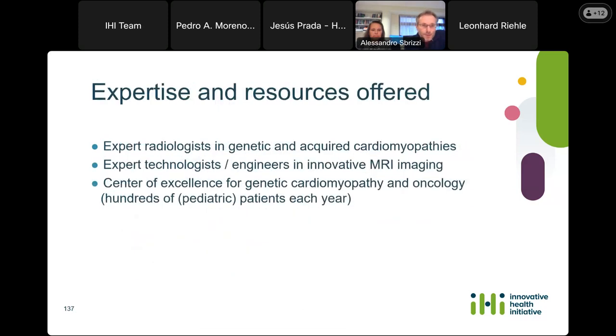So we offer expertise in radiology, especially in genetic and acquired cardiomyopathies, expertise in technology, in MRI imaging, optimization, design of protocols and reconstruction software. And I think we are a center of excellence for genetic cardiomyopathy and oncology. And we have several hundred patients each year, so we can leverage upon for clinical validation. Next slide.